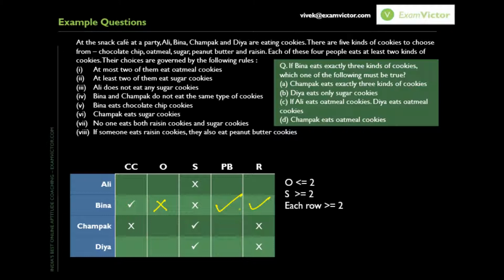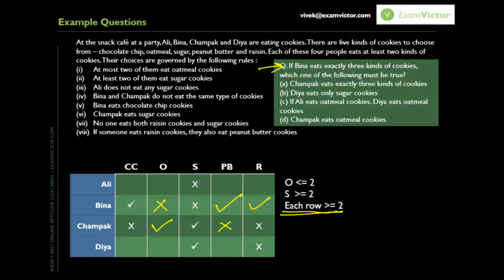So anyway, now we know for sure, at least for this question, that if Beena is eating exactly 3 kinds of cookies, then it can only and only be chocolate chip, peanut butter and raisin. The moment you put this down, you know that Champak cannot eat peanut butter because he and Beena can't be eating the same type of cookies. So that is a cross for Champak. The moment you put that cross, oatmeal has to become a tick for Champak because each person has to eat at least 2 different types of cookies. So this much information you got.